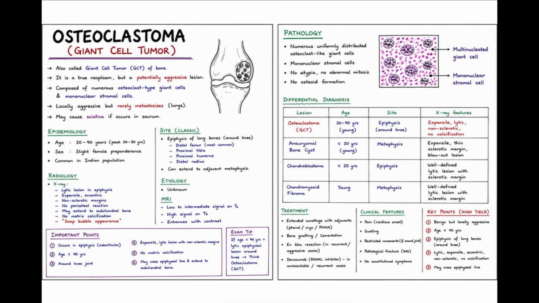So let's come here. Osteoclastoma is also called giant cell tumor of the bone. Before diving into the topic, what is osteoclastoma? A tumor of osteoclast cells. This is a very basic thing you need to know. It is a neoplasm, though not a true neoplasm, but a potentially aggressive lesion. This is not a malignant one. Yes, it has chances of becoming malignant, but as of now, it is not a malignant one. Fine. So let's see the epidemiology here.